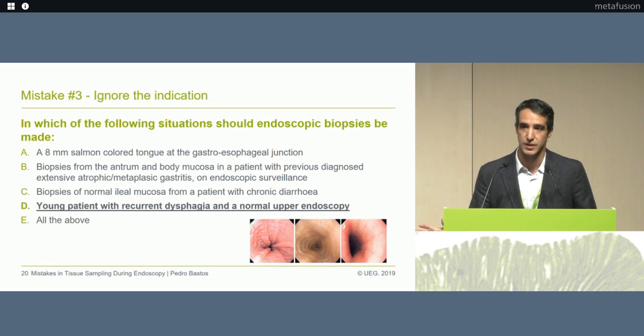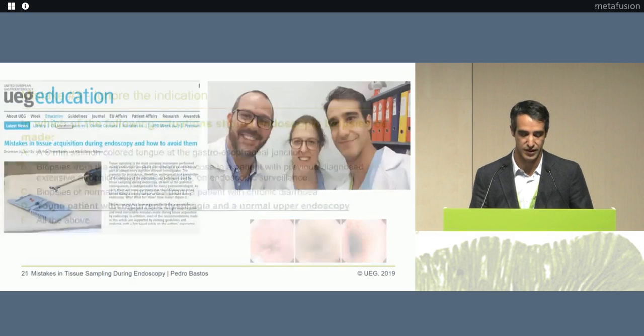And, of course, in a young patient with dysphagia, we have to think about eosinophilic esophagitis, and even if there are no endoscopic signs of the disease, we should do biopsies to exclude the presence of this disease. So, in my opinion, the correct answer would actually be answer D, and the mistake would be, in this case, to ignore the clinical indication of the case.